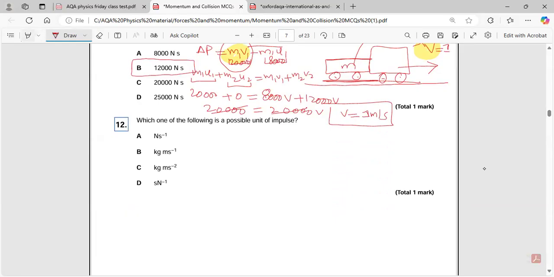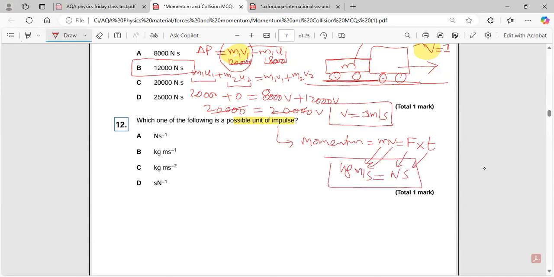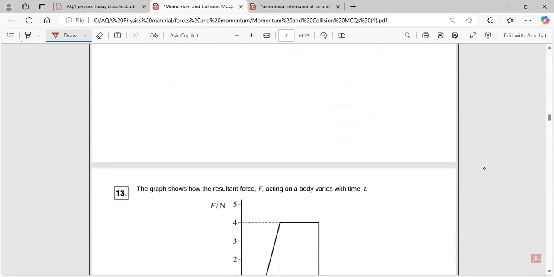Which one of the following is the possible unit of impulse? That's quite simple. Impulse is actually momentum. Impulse is momentum, which can be mv, which can be force into time. So if it is mv, it is kilogram meter per second. If it is this, this is Newton second. So these both are equal together. Kilogram meter per second or Newton second. So here you go, kilogram meter per second.